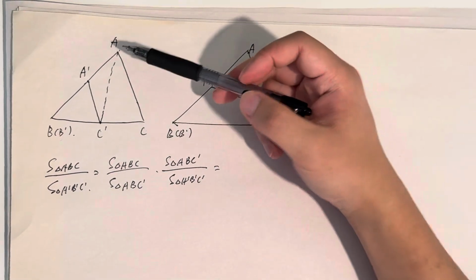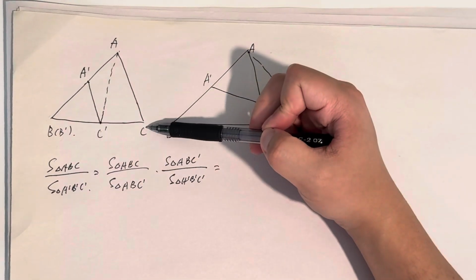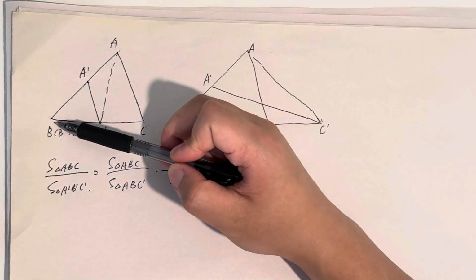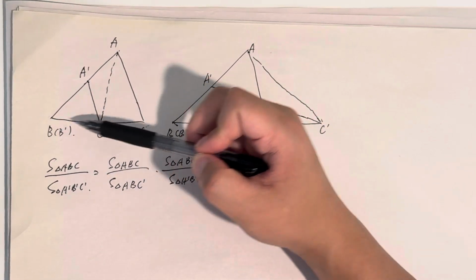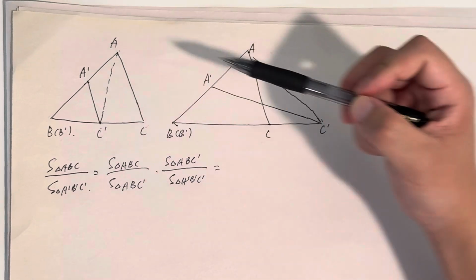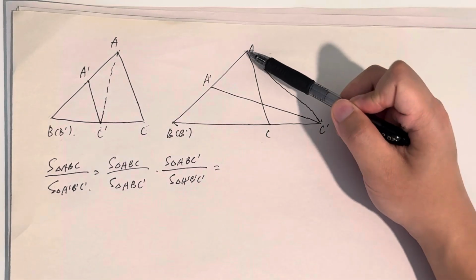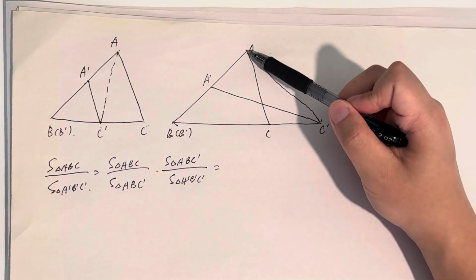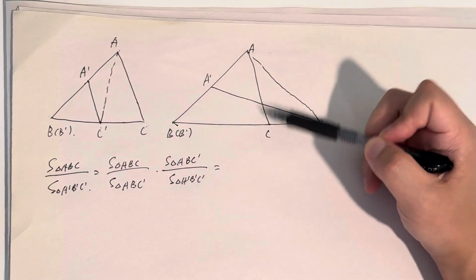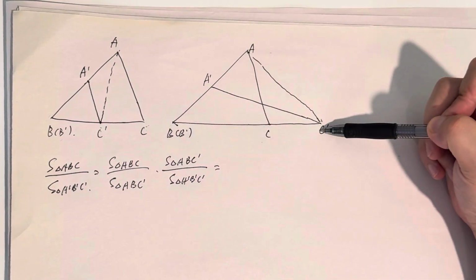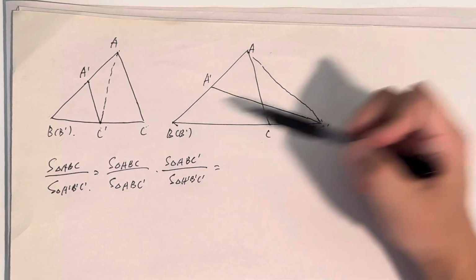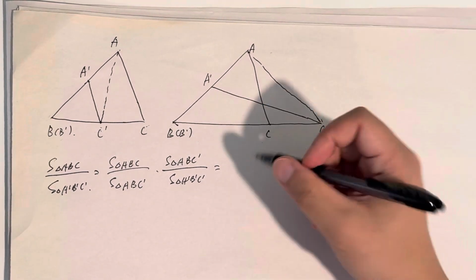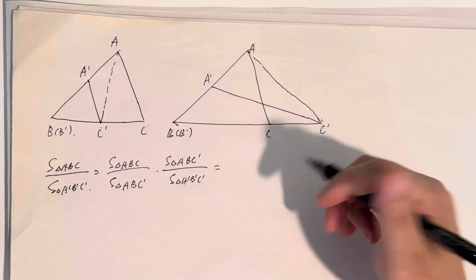So for the first case, it's ABC to ABC prime, and then ABC prime to A prime B prime C prime. And for the second case it would be ABC to ABC prime, and then ABC prime to A prime B prime C prime, right? So for each case it's the same, so I combine them together.